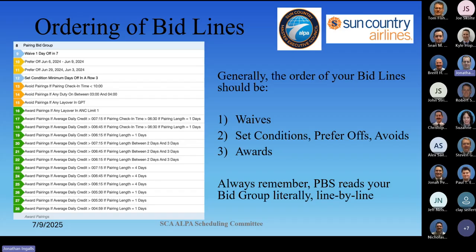And then after that, you start adding your awards in order of what's most important to you. Remember that if we put our awards before our set conditions, prefer offs and avoids, the system can potentially award us a schedule without ever having seen our set conditions, prefer offs and avoids. So the takeaway: green's always, always, always at the bottom. The system just reads your bid groups literally line by line and does not look ahead.